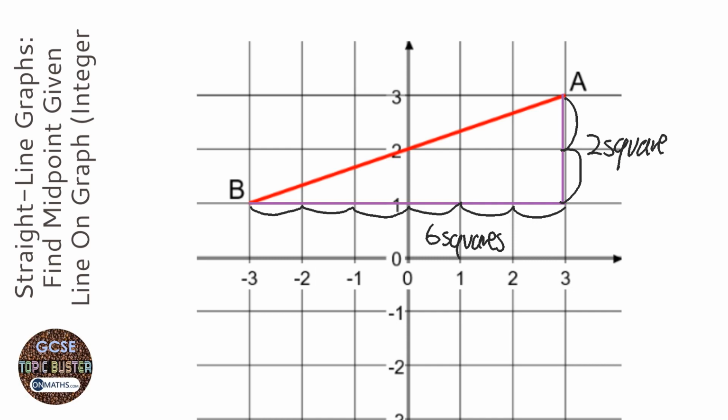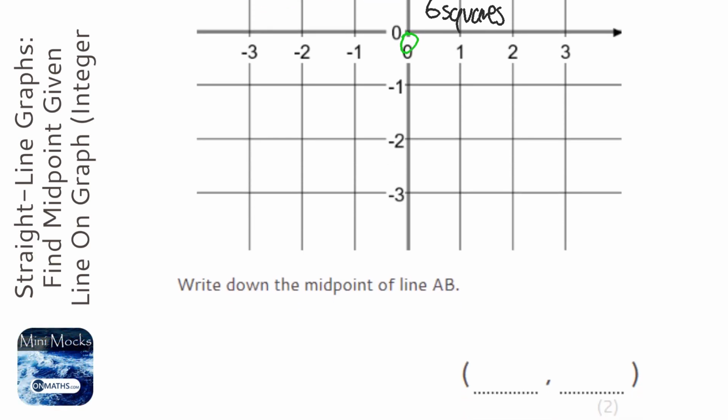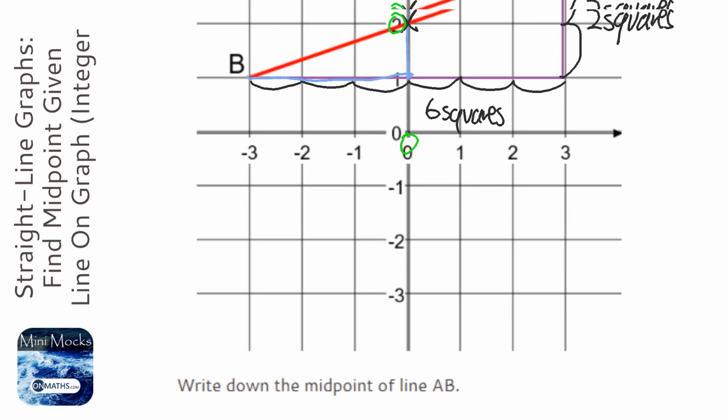So a midpoint just means a halfway point. So instead of going across 6 squares, we're going to go across 3 squares. Instead of going up 2 squares, we're going to go up 1 square. And the midpoint is going to be here. So that is at coordinates 0, 2. So our midpoint is at coordinates 0, 2. So midpoint is just a halfway point.